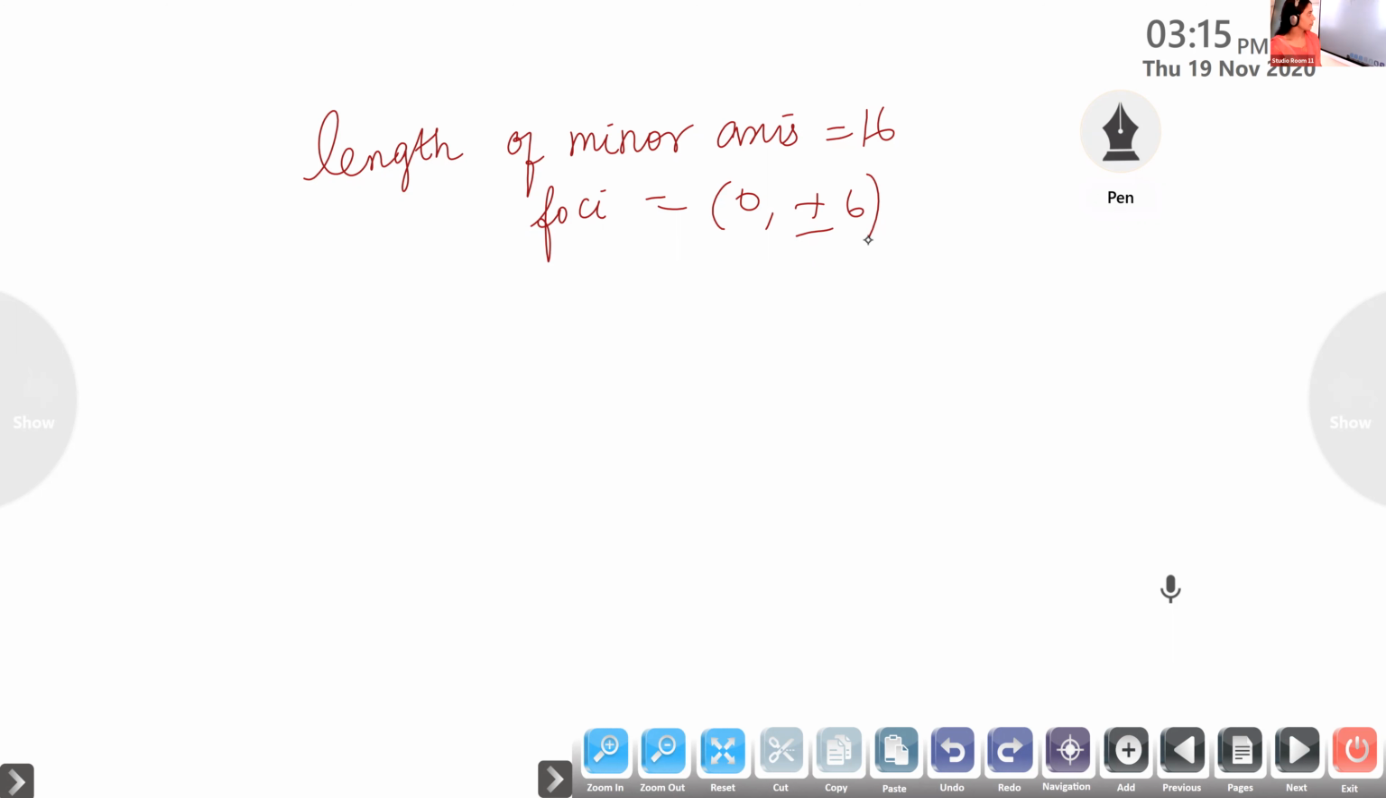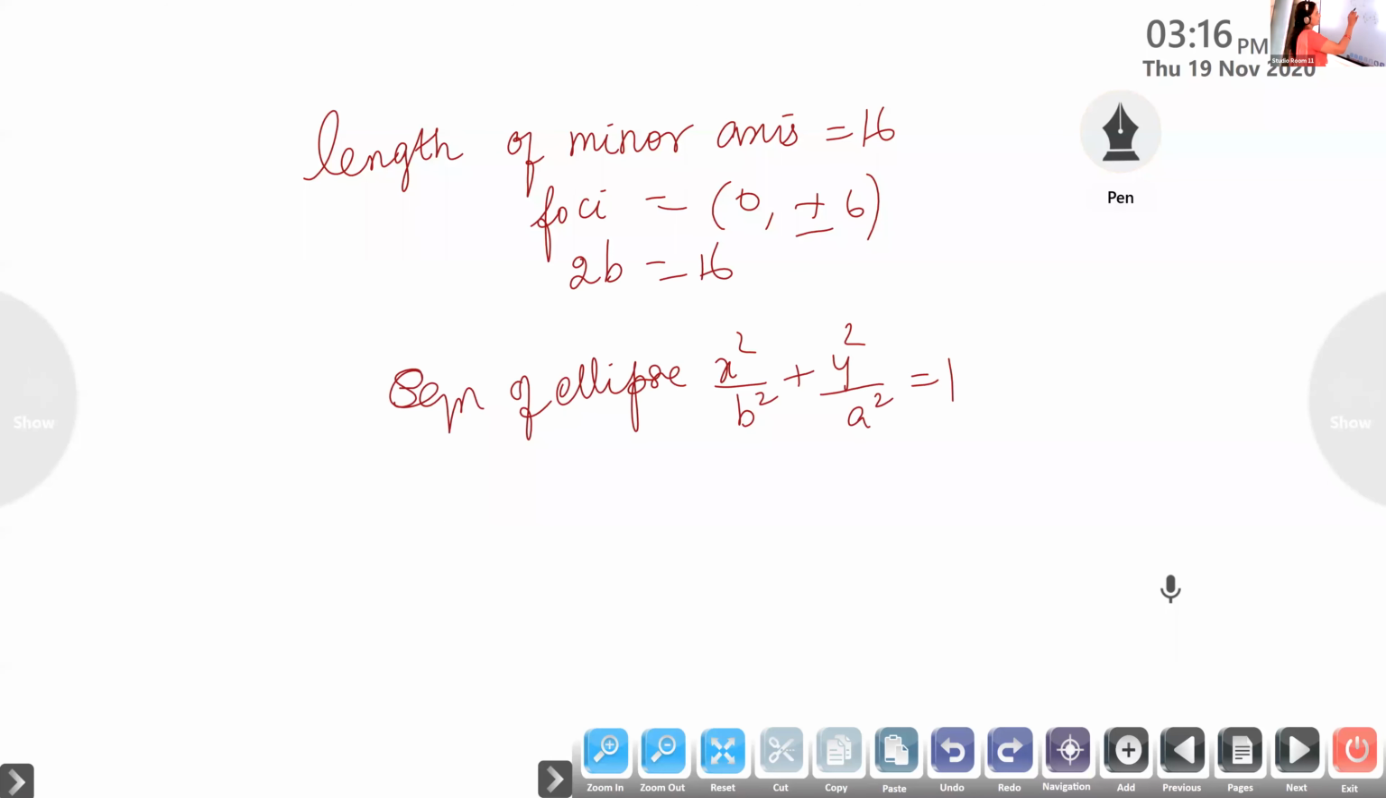The focus is on the y-axis, isn't it? If the focus is on the y-axis, now read. What will be the standard equation you will get? What is the equation of the ellipse? x square by b square plus y square by a square equal to 1. The length of the minor axis is given, isn't it? Length of minor axis means 2b is given. So from here b is 8. Find out a and substitute, similar to the previous one.